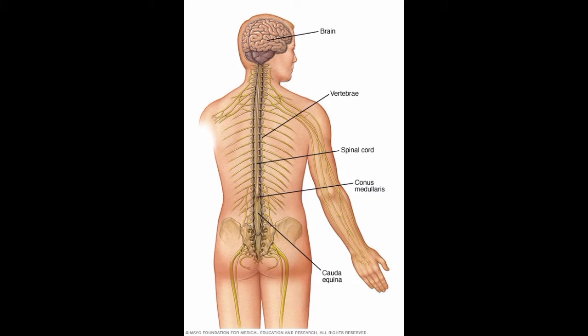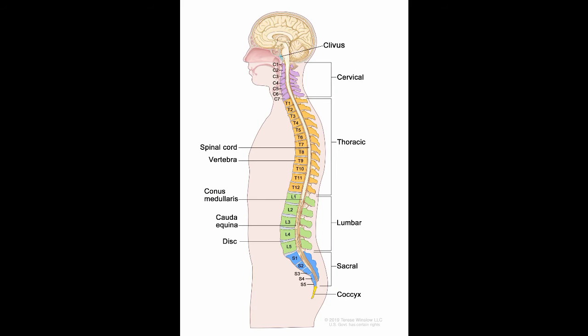It is a long cord-like structure. It lies in the neural canal of the vertebral column and extends from the medulla to the lumbar region. You can see in the diagram the vertebral column is given here. The vertebral column is divided into basically four parts: the cervical, thoracic, and lumbar, and after that the sacral region is there, and last the hip bone, the coccyx.